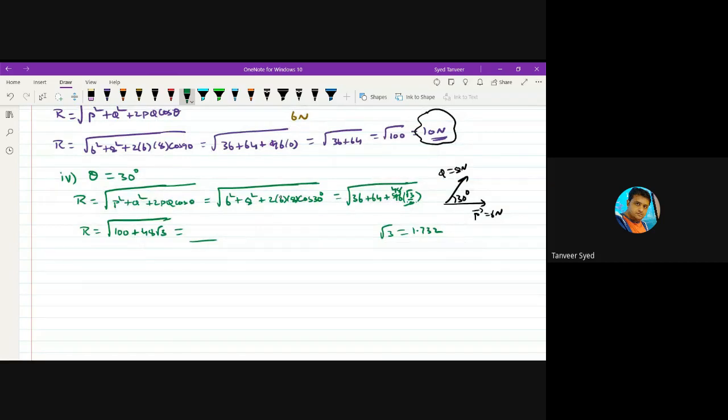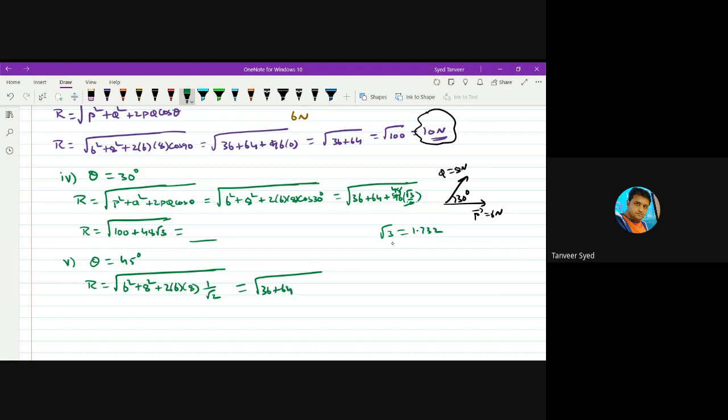What about 45 degree? And to be able to do all these things, first of all, you should have clarity on, you should remember the trigonometric values for sine, cos, tan for 0, 30, 45, 60 and 90 degree at least. Then theta equal to 45 degree. Root of 6 square plus 8 square plus 2 into 6 into 8 into cos 45. Cos 45 is 1 by root 2.